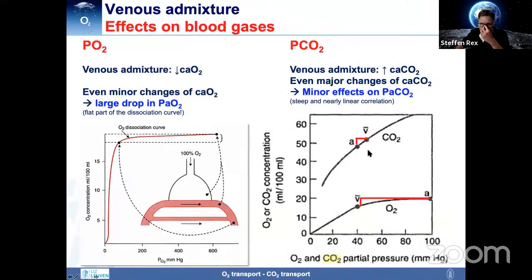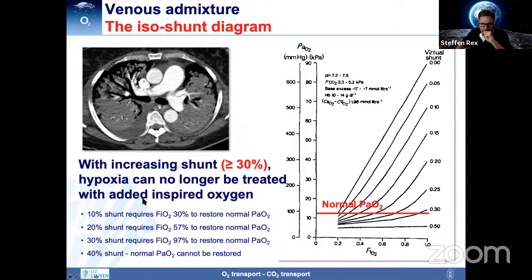For CO2, it looks quite different because the curve is less steep. That means even if you have a big increase in CaCO2, this only has minor effects on PaCO2. But this relationship is very, very important to understand why with an increasing shunt fraction, additional oxygen will not help to save your patient. You see here the famous iso-shunt diagram of Nunn. You see here, this is a normal PaO2 of around 100 millimeters of mercury.